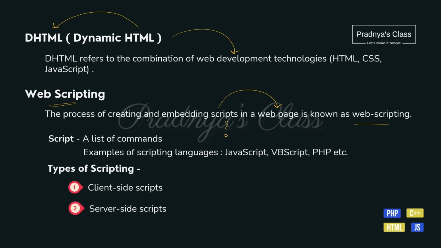And what is this script? Script is nothing but a list of commands. It is just like a programming language but not a complete programming language. And JavaScript is the most used scripting language. There are two types of scripting, client side and server side.